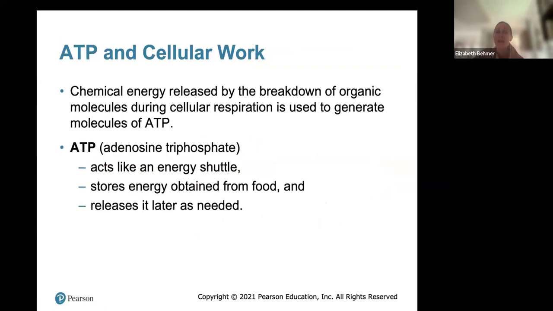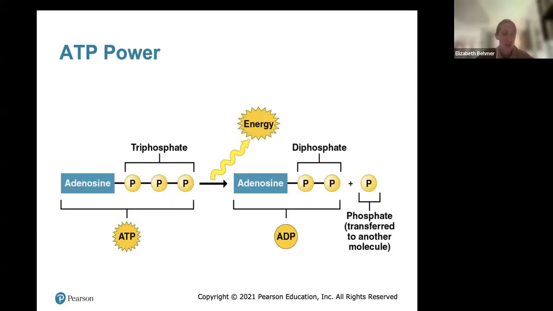ATP and cellular work. Chemical energy released by the breakdown of organic molecules during cellular respiration is used to generate molecules of ATP. ATP, adenosine triphosphate, acts like an energy shuttle. It stores energy obtained from food and releases it later as needed. So here we have the power in ATP, which forms when you break the bonds of these phosphate groups. That gives off energy, and that's used to power a lot of processes.